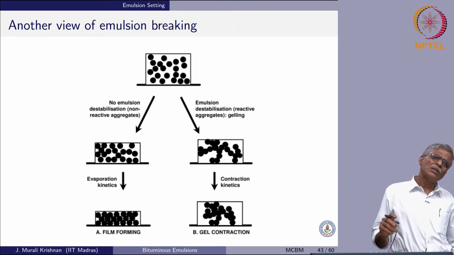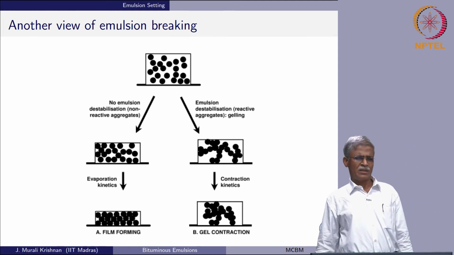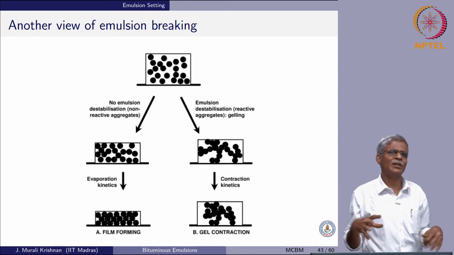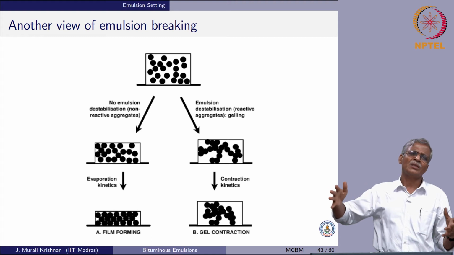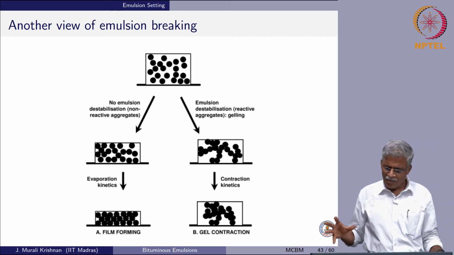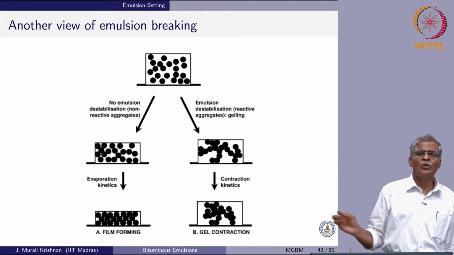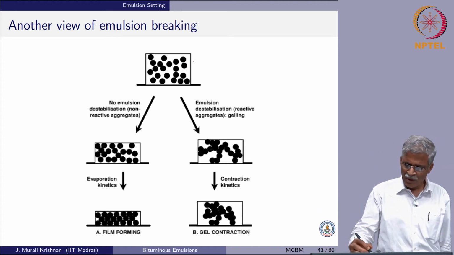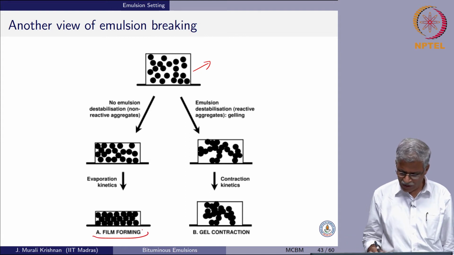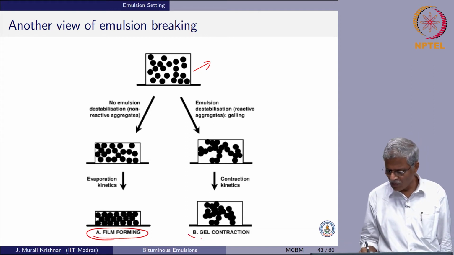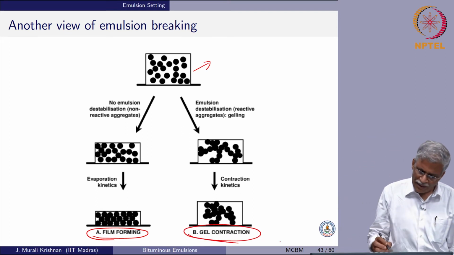Okay. Now, there are many theories available for modeling this system, and in fact there is no one satisfactory model that is available to explain the whole thing, but I am just going to show you something very interesting. Okay. So, another view of emulsion breaking. Let us say this is your emulsion. There are two things that you are going to see. One is what is called film forming, another is what is called gel contraction, right.